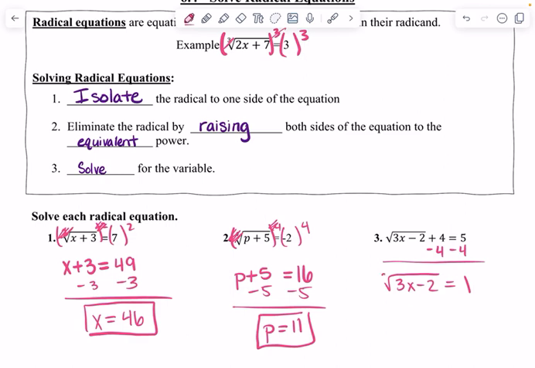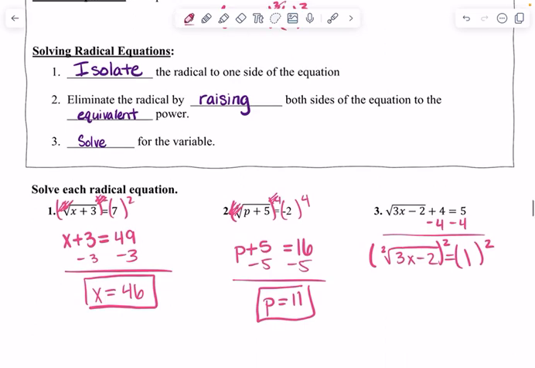Now, a square root, we're going to square both sides. Cancels the root on that side, leaves you with just the part underneath, the radicand. 1 squared on the right. And then just solve for your x. So add 2 and divide by 3.